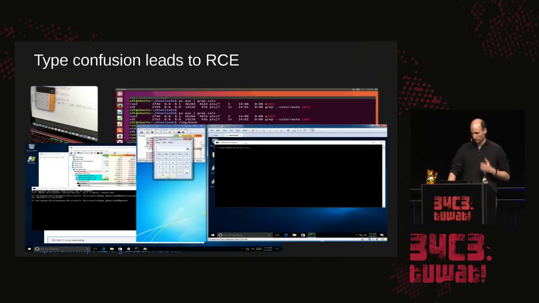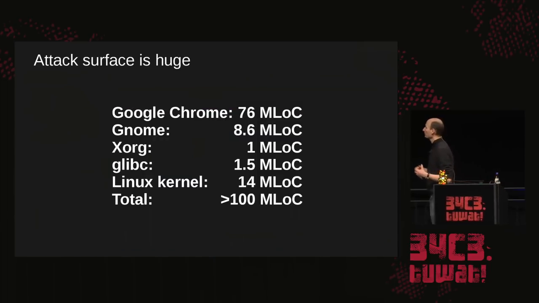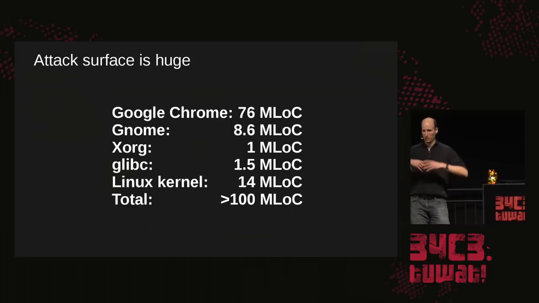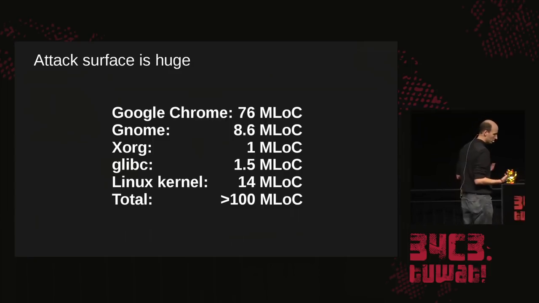And if you think about it, the attack surface that we face on our systems is pretty much huge. We are no longer working with systems of a couple of thousand lines of code, but with millions and millions of lines of code. So the abstraction is immense. If you look at Google Chrome, for example, we have more than 100 million lines of code, which is an immense code base that we are facing. And it's very hard to protect against vulnerabilities in this large code base.